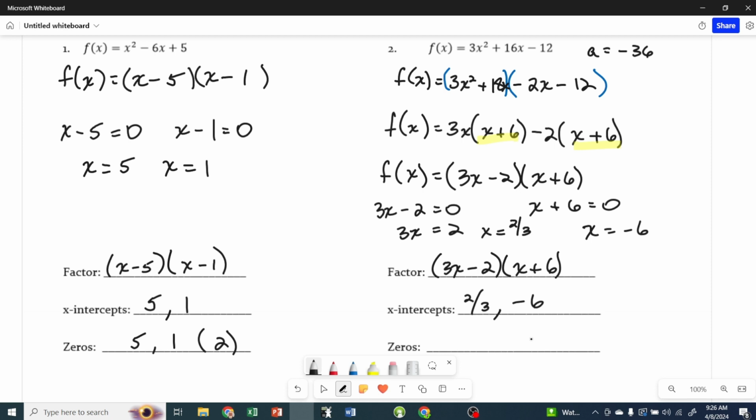And our zeros, we have 2 zeros, and those are x equal to -6 and 2/3.